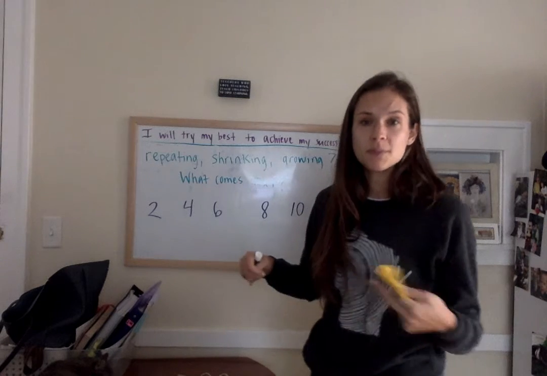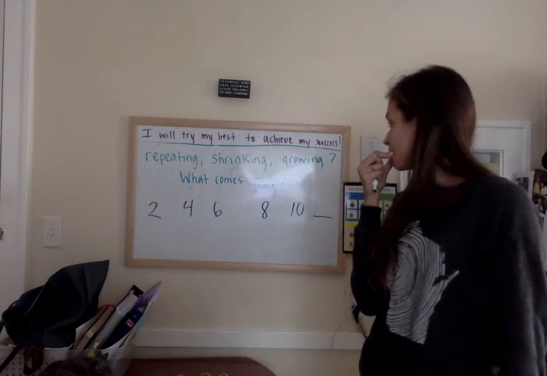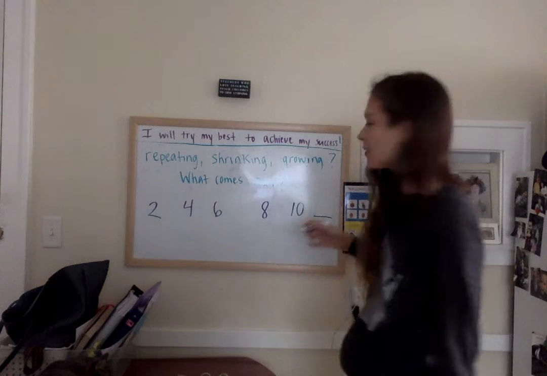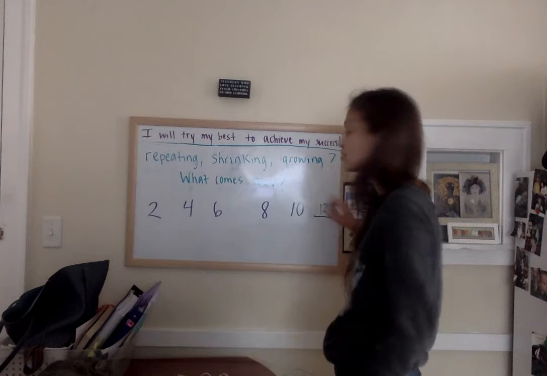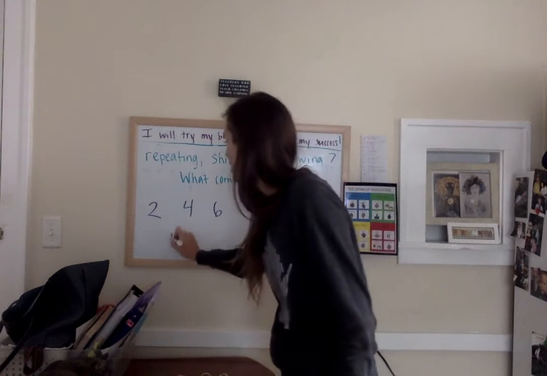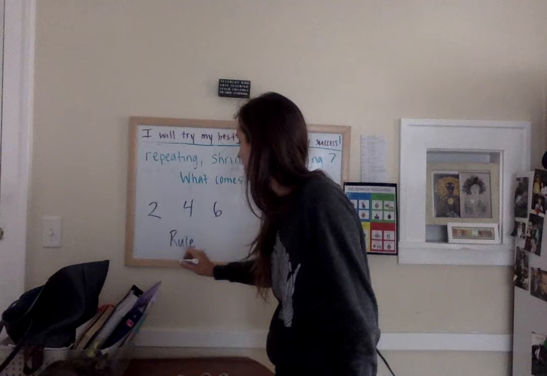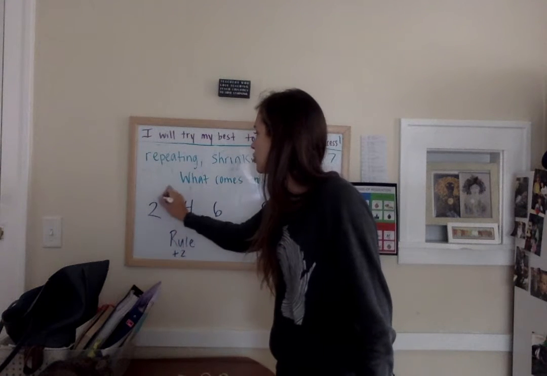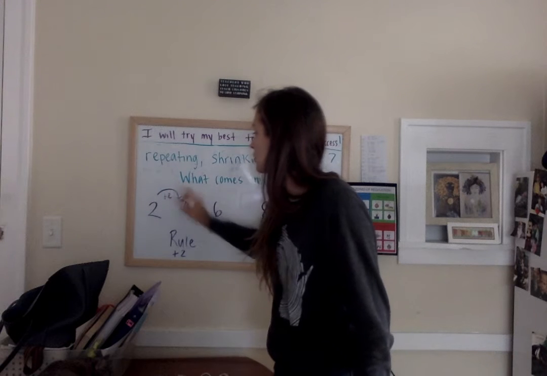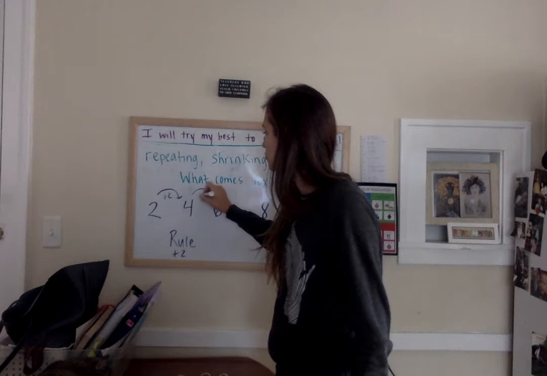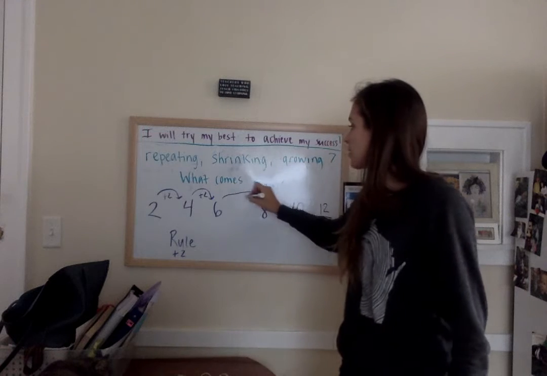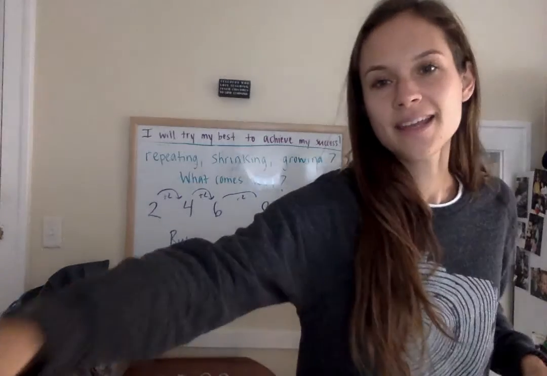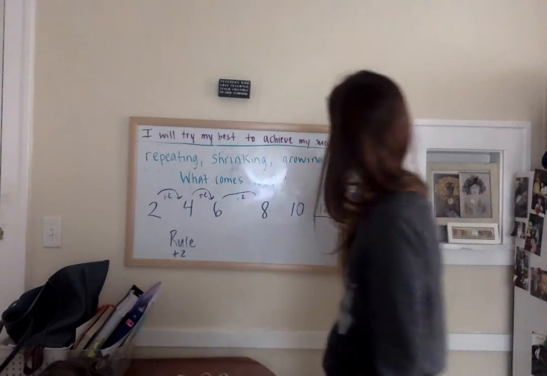What number would come next? 12. 12 would come next because we're just adding 2 every time, right? So our rule would be plus 2. 2 plus 2 equals 4. 4 plus 2 equals 6. 6 plus 2 equals 8. 8 plus 2 equals 10, and 10 plus 2 equals 12.